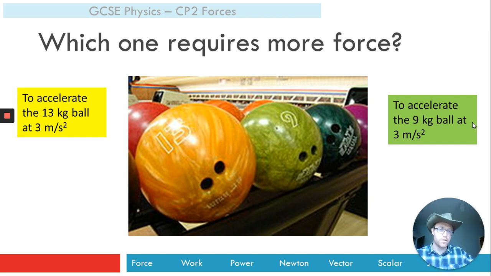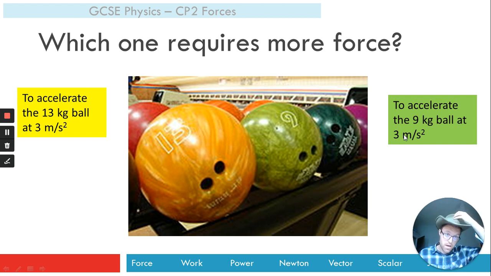Or I'm going to accelerate my 9 kilogram ball at 3 meters per second squared. So the acceleration is the same. Which one do you think is going to require more force? Pause the video, have a think, give it an answer. Okay, if you said the 13 kilogram ball, you would be right. It's going to take more force to accelerate a more massive object at the same acceleration than it takes to accelerate a less massive object at the same acceleration.